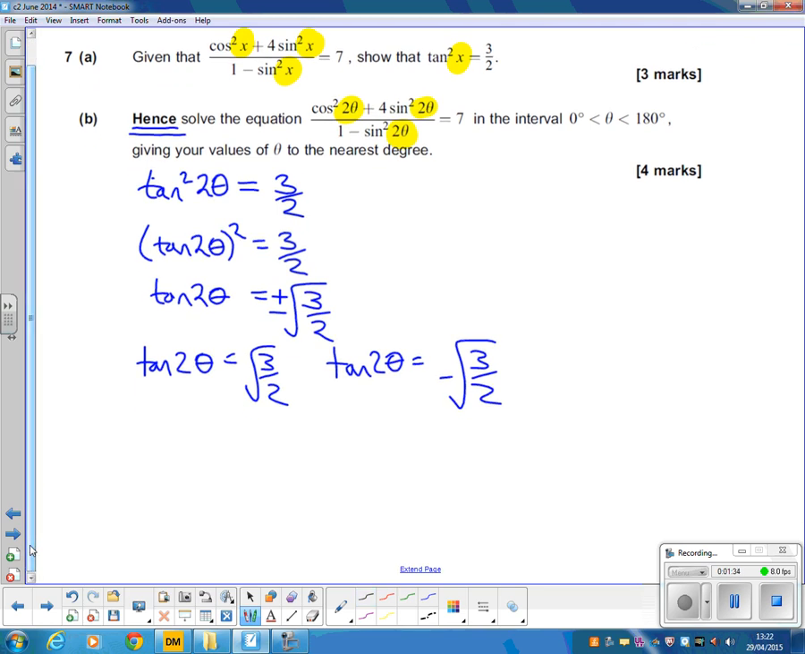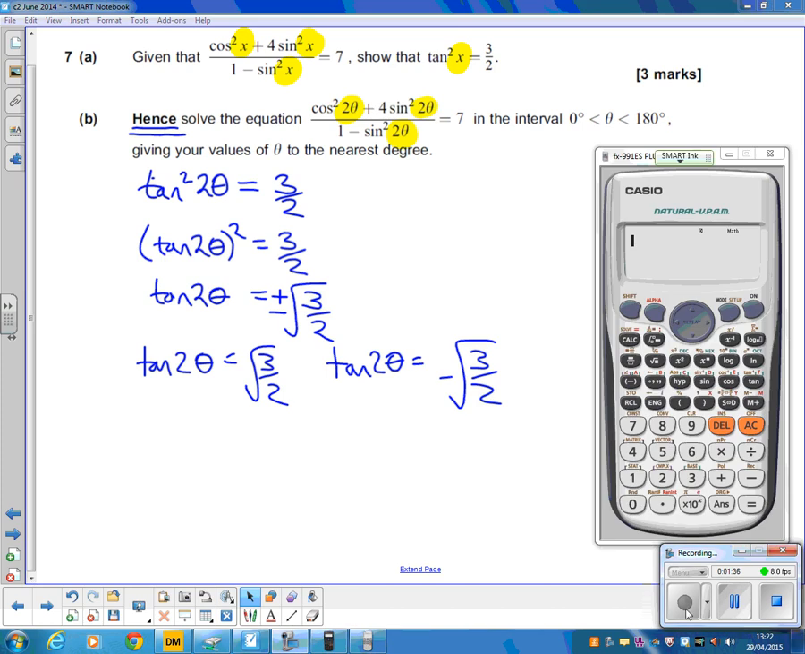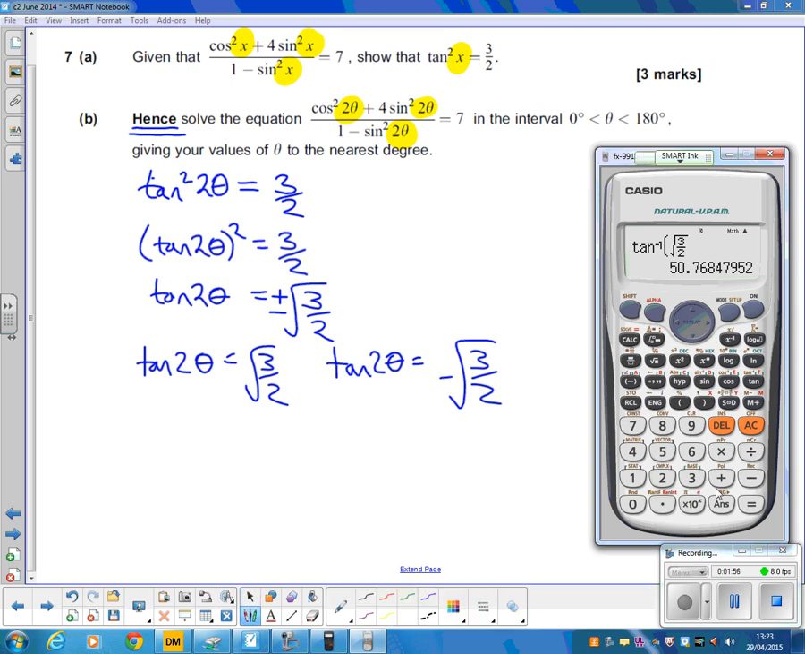Right, this is where we need our calculator. So checking the question. The question's in degrees, so I make sure I've got a D at the top of my calculator to say it's in degrees. Then I'm going to do inverse tan, get my order right, of the square root of 3 over 2. And that tells me it's 50.768 and stuff. So I'm going to keep some accuracy here.